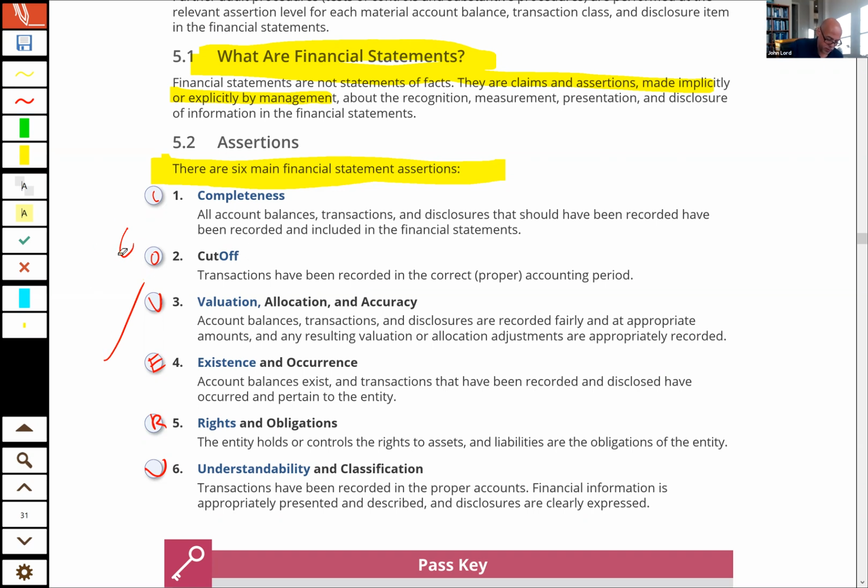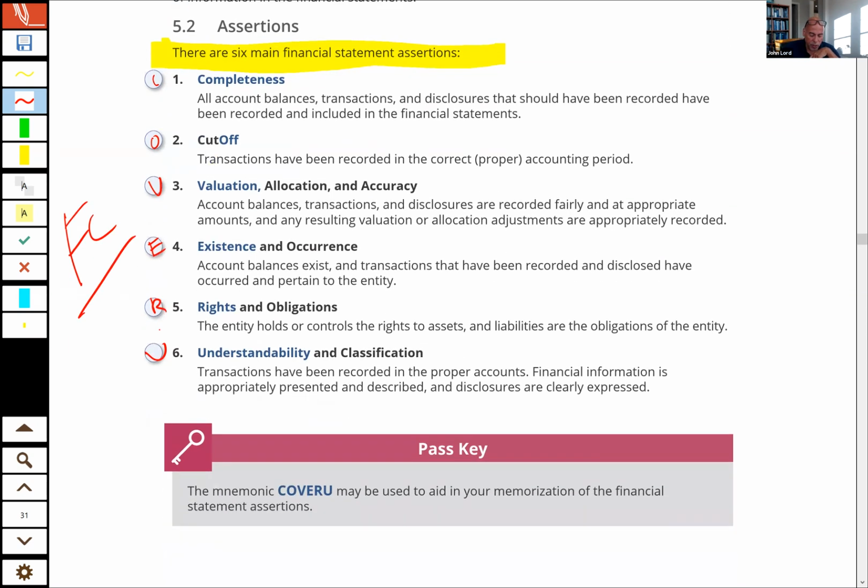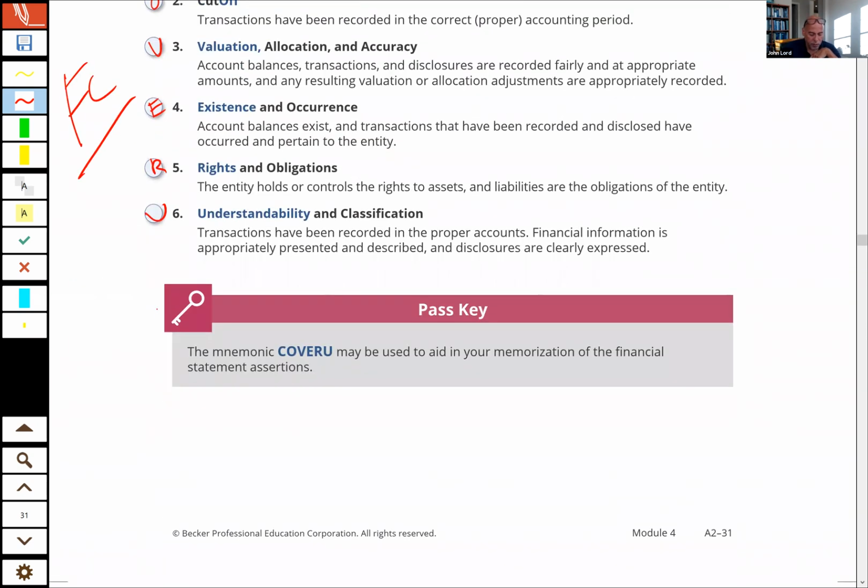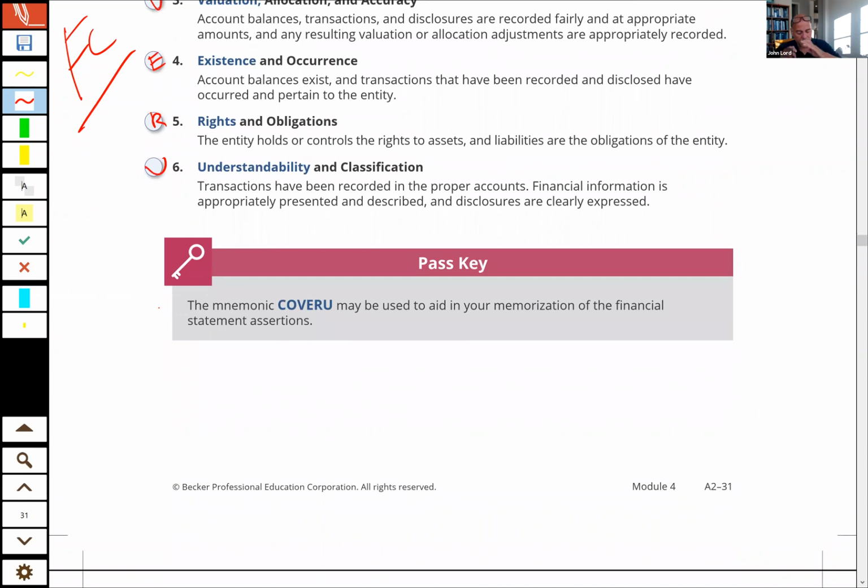But I need you to flashcard these assertions. I need you to know these assertions. But more than knowing them, I need you to know how to audit the assertions. So let's stop for a second and talk about assertions.